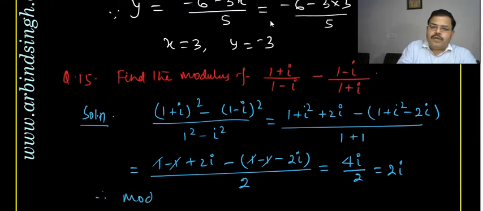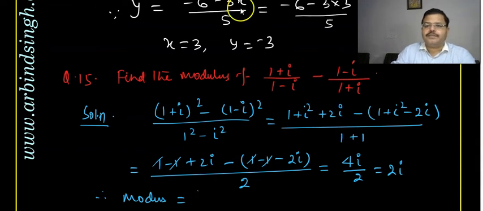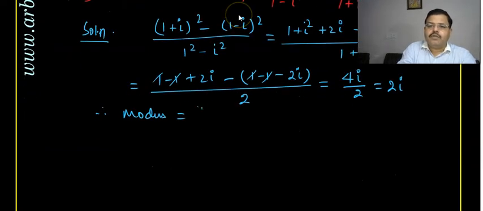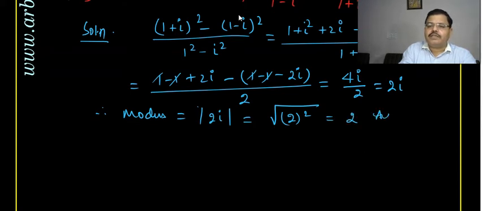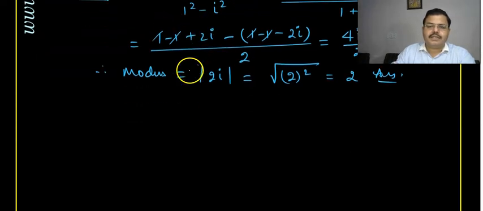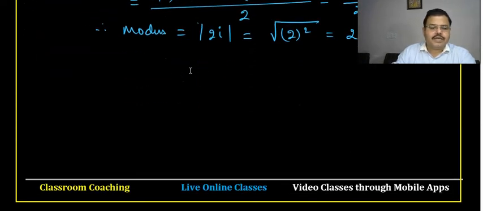Therefore, what is the modulus? The modulus of 2 iota is under root 2 square plus 0 square, so the answer is 2. That was a simple question, I think it was the easiest one. And now the next question is question number 16.